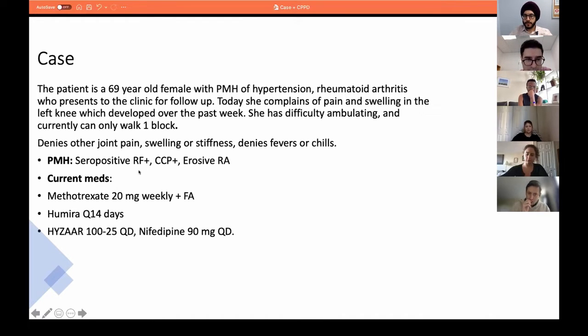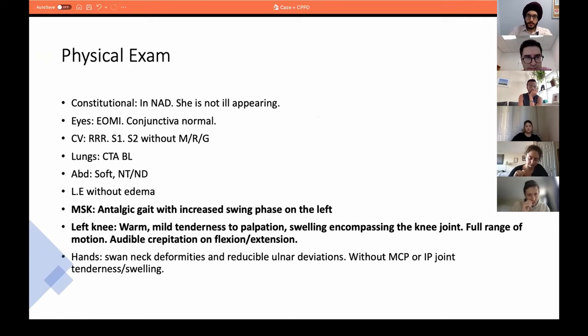So as we said, history of seropositive RA. She's on methotrexate, Humira. She's on her blood pressure meds, Hyzaar and nifedipine.